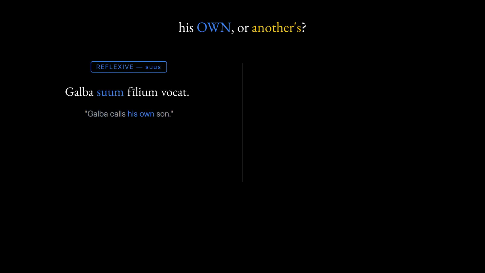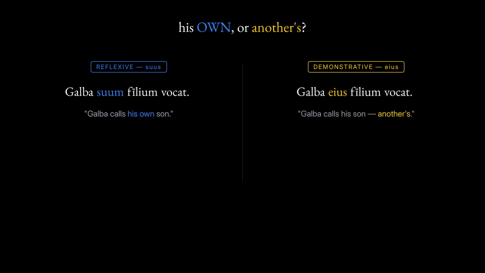Now the heart of the lesson, and the trap. You already know the reflexive possessive that means his own, her own, when it points back to the subject. The danger is using it when the owner is someone else. Compare these. Galba suum fīlium vocat. Galba calls his own son. The owner is Galba himself. Galba eius fīlium vocat. Galba calls his son, meaning another man's son. Hear that contrast once more. Galba suum fīlium vocat. Galba eius fīlium vocat. Same Galba, two different sons decided by one word.